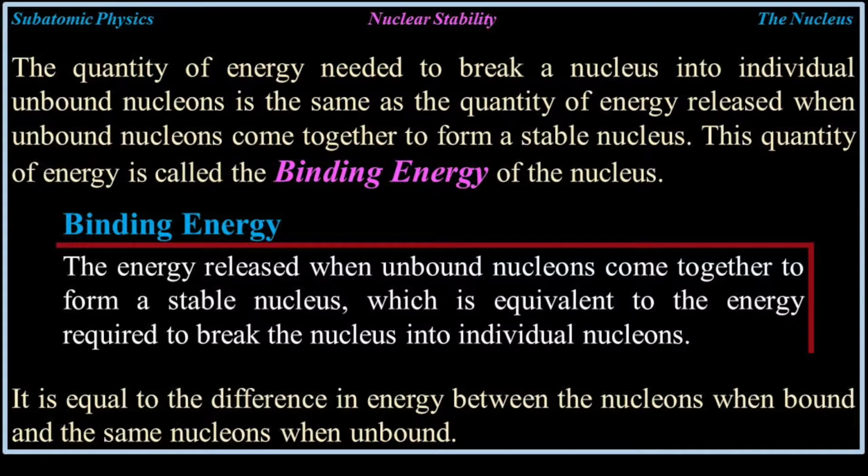Binding energy: the energy released when unbound nucleons come together to form a stable nucleus, which is equivalent to the energy required to break the nucleus into individual nucleons. It is equal to the difference in energy between the nucleons when bound and the same nucleons when unbound.